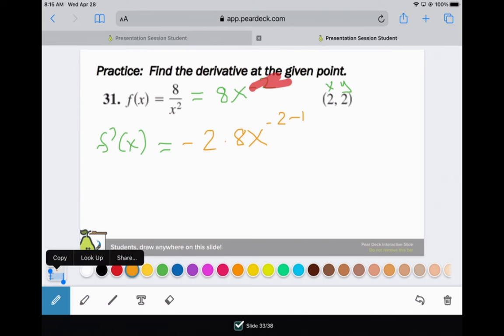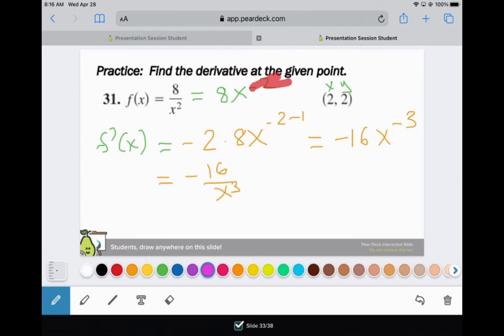Do you have to write that out? No, but if you're going to make a mistake and you know you've been making a mistake, then write that out. It shouldn't take too long. So -16, x to the -3. If I'm going to rewrite, it's going to be -16 over x to the third power.